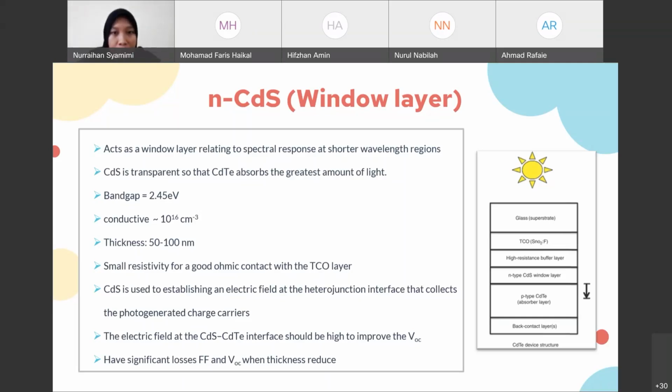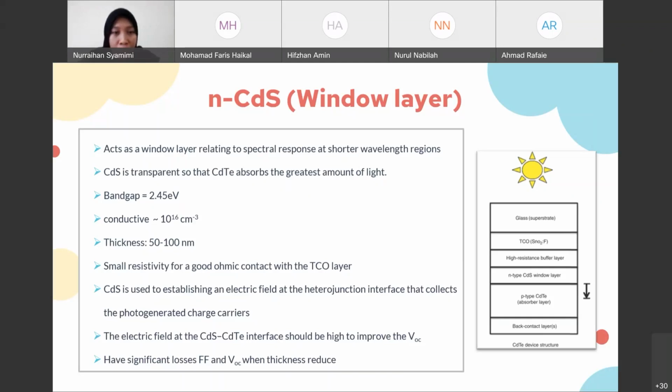As an active layer of the heterojunction, the resistivity of cadmium sulfide must be small for good ohmic contact with the TCO layer, as I have said before. Furthermore, cadmium sulfide is used to establish an electric field at the heterojunction interface that collects the photo-generated charge carriers. Therefore, the electric field produced at the cadmium sulfide cadmium telluride interface should be high to improve the open circuit voltage.